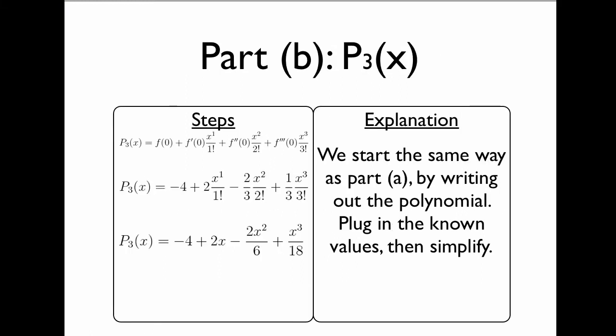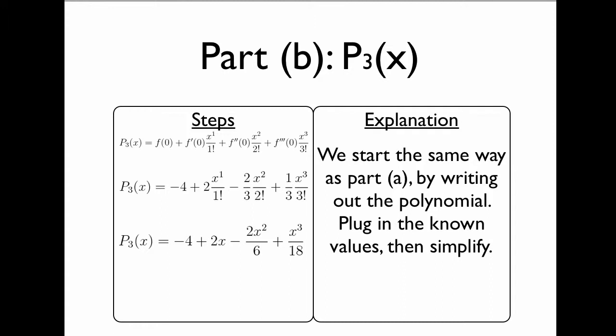Okay, moving on to part B. In part B, we kind of have a similar question, only we're asked to find P3 of x. So actually, I think if people got part A, I would think most students also then got part B, since it was very similar. You're given f double prime and f triple prime of 0, so you have those coefficients.